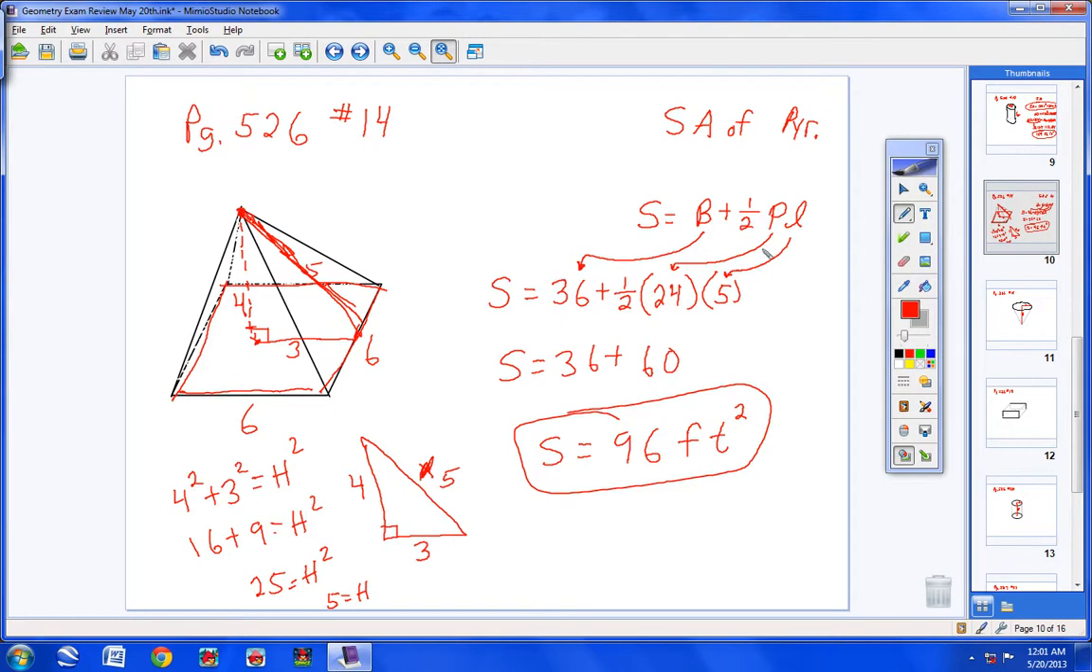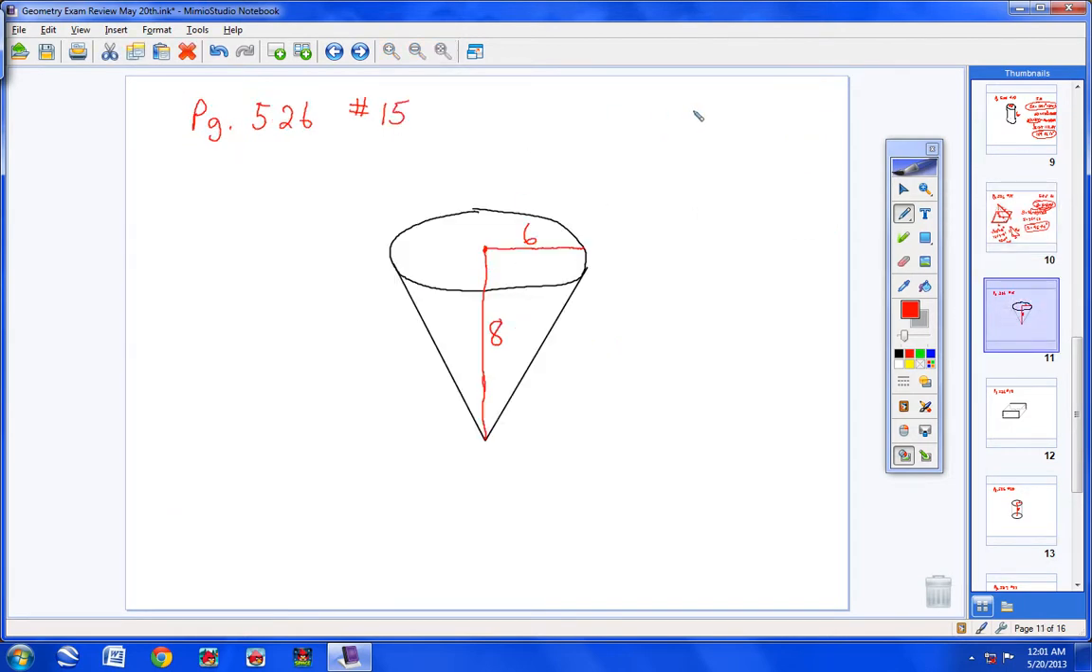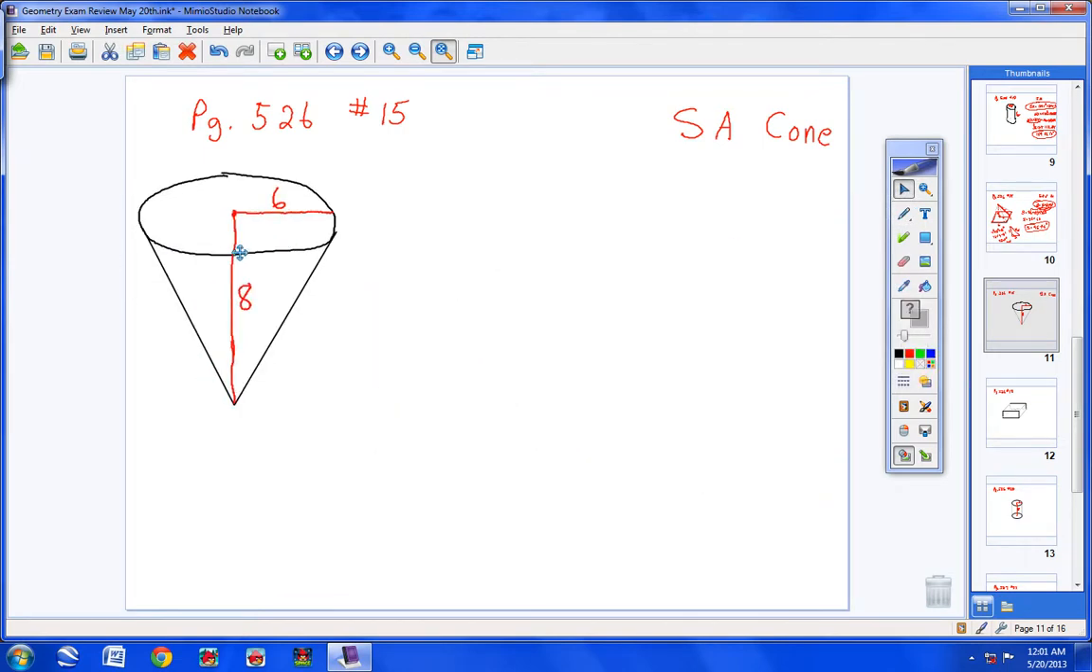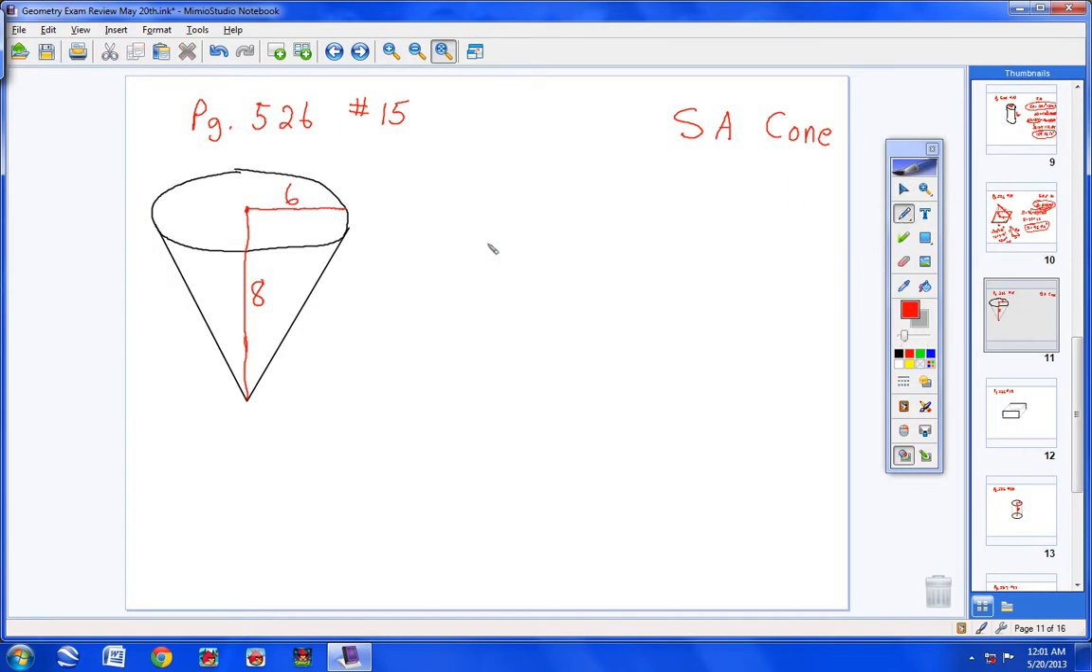So, okay, so this is the formula for surface area of a pyramid. Now, page 526, number 15. I want you to be able to find the surface area of a cone. The surface area of a cone, all right? So let me help you. Let me help you by giving you the formula, and of course you're welcome to write this on your sheet of paper for your test. The surface area of a cone is area of base, so that's capital B, plus pi r L. Again, that L stands for the slant height.